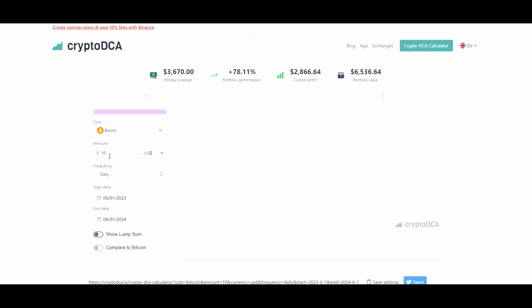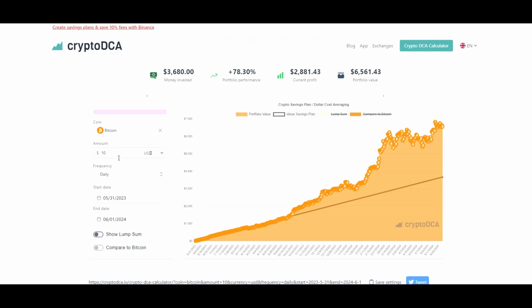We'll say Bitcoin. If we were to DCA $10 in Bitcoin every day over the course of a year, we would be up about 78% on that portfolio. Now, we're talking about $3,680 if we're going $10 every single day for 365 days. Technically it would be $3,650, but it looks like we've got an extra day or two. And a 78% return is a pretty good investment. In fact, it's much better than you're going to find in most places.